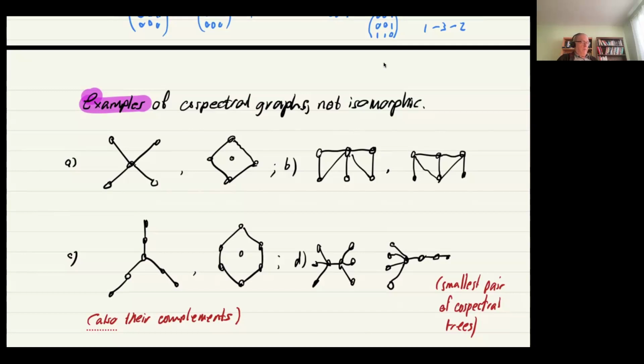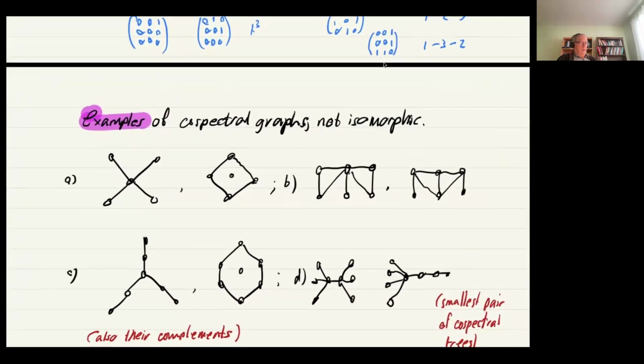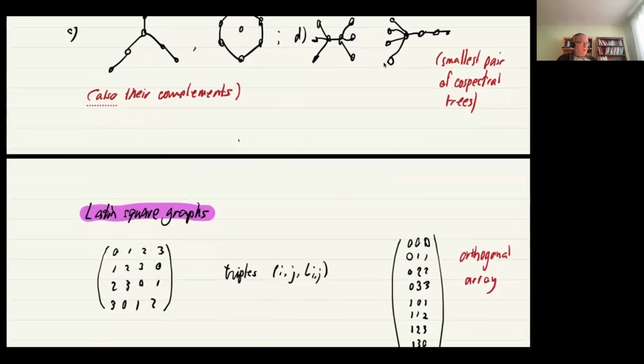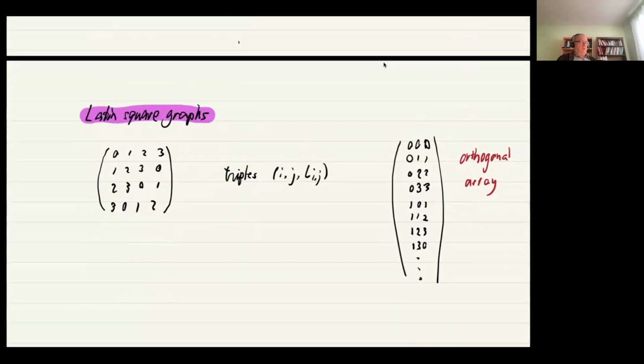What's going on? These may well be found, or have been found by hand, although I've forgotten how many graphs there are on 6 vertices. Oh, right, what's going on with that? Oh, dear. Yeah. So some more examples.